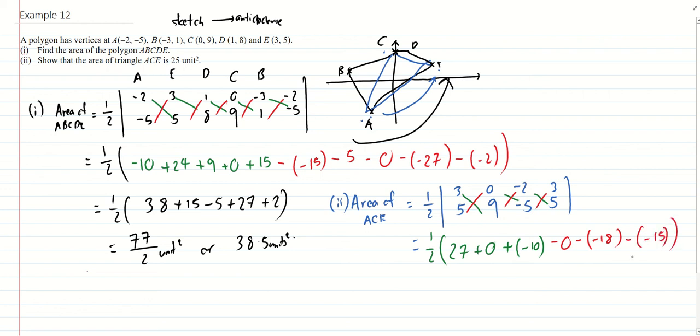Okay, and then you just need to solve your answer. Okay, so 27 plus 0 is 27, plus minus 10, so 17, minus 0 is still 17, 17 plus 18 will get me 35, 35 plus 15 will get me 50. So I have half times 50, which will get me 25 units square. And then you can just put there, shown.